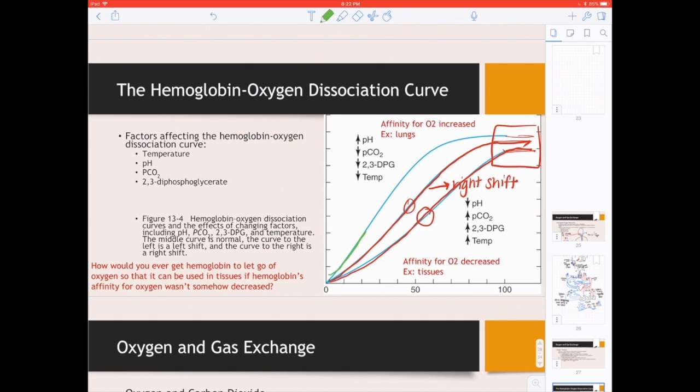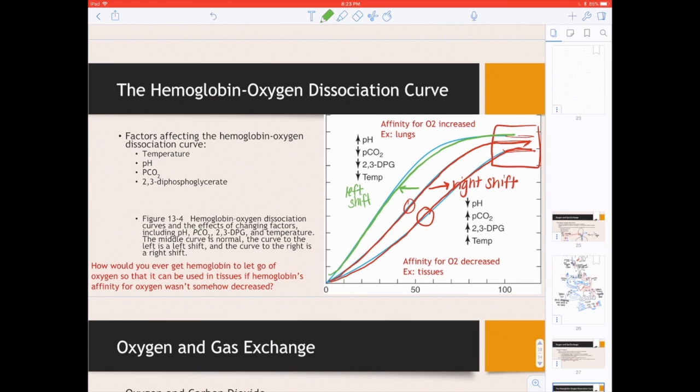Similarly, in talking about this particular curve compared to this middle curve, this would be called a left shift. So the left shift, what we're saying here is that the affinity for oxygen by hemoglobin is higher. Hemoglobin is more likely to hold on to that oxygen.